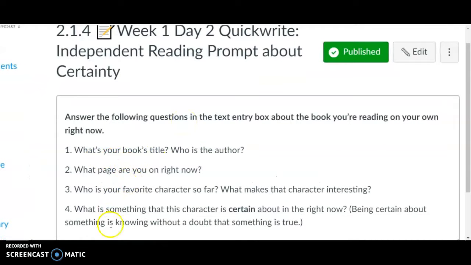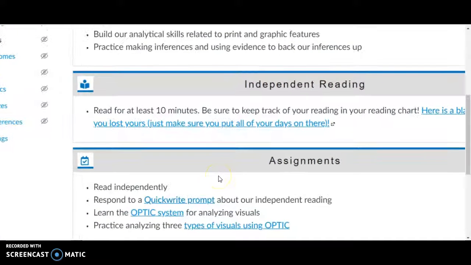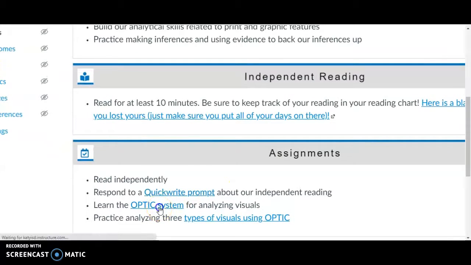There's 4 to complete, and number 1, number 3 have 2 questions. So make sure you answer every single question and write in complete sentences. You can use the text entry box. After you're finished with that, we have OPTIC.